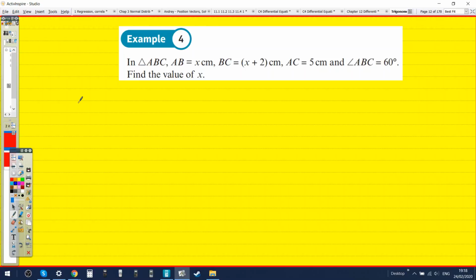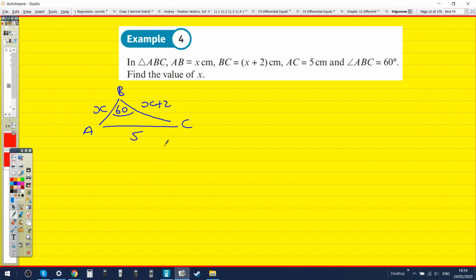Okay, so if we draw a triangle again, and then label each corner A, B, C, then AB is X, BC is X plus 2, and AC is 5, and the angle ABC is 60.